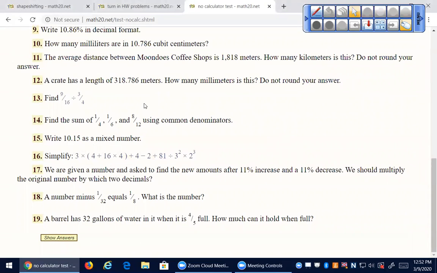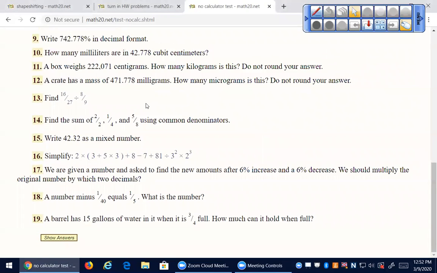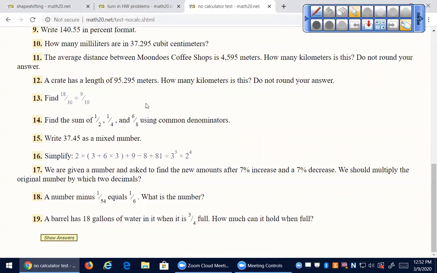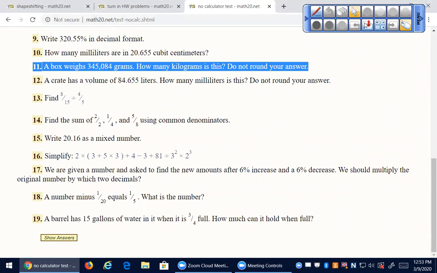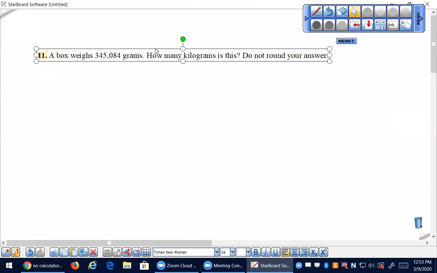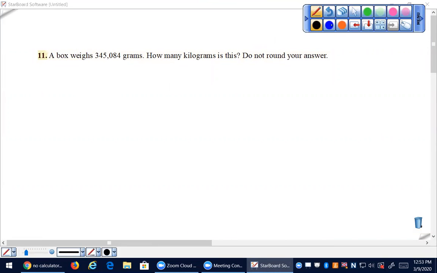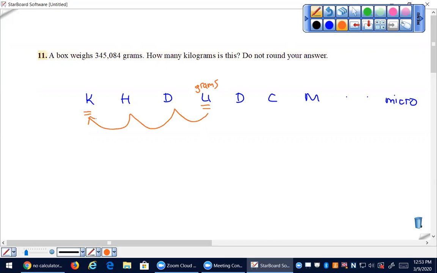I think you're doing 11. Let's do 11 then. So same thing, but it's a different question. So I'm starting at grams. Grams is my basic thing. Three over, and I'm going to kilograms. 1, 2, 3. I should get some random example that's not a 3, but anyway.